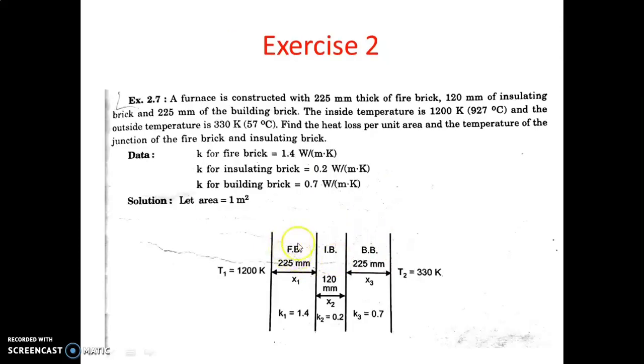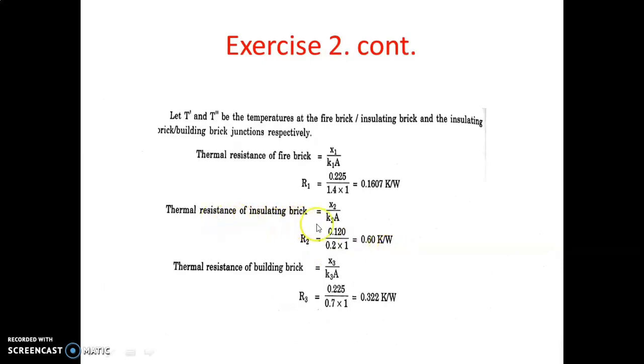Means we have to first calculate the resistance for the first brick, then the second, and then the third. So here for the second, we have to change the value of X2, K2, with the area remaining the same. And similarly for the third brick, you have to put the value of X3, K3 and the area. Then we obtain these three resistances.